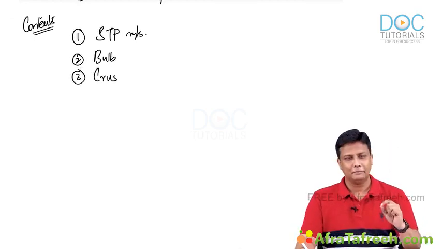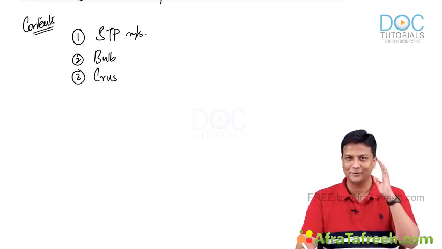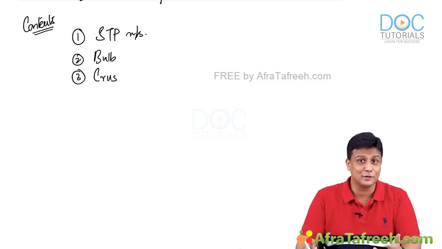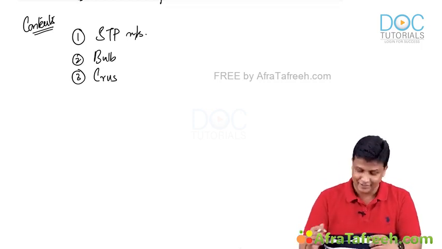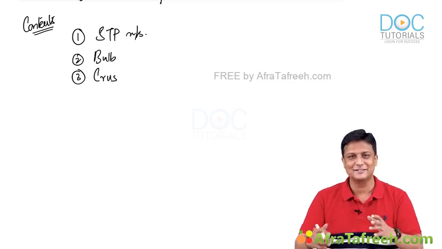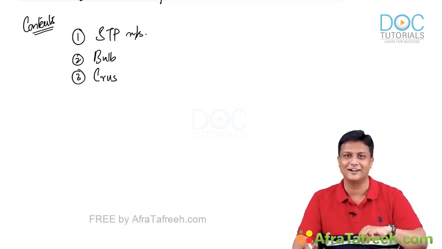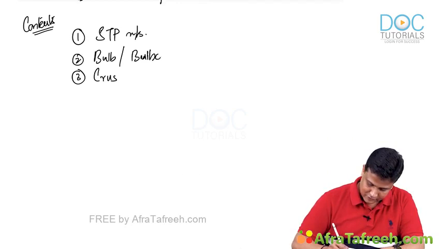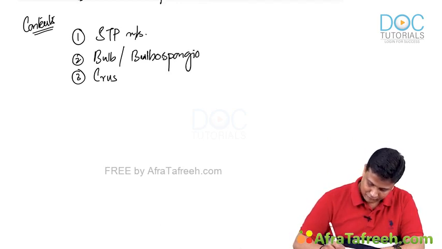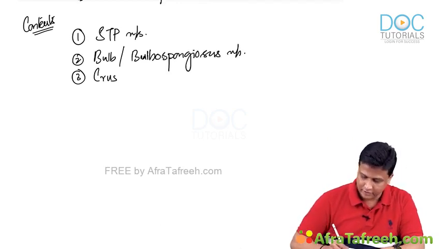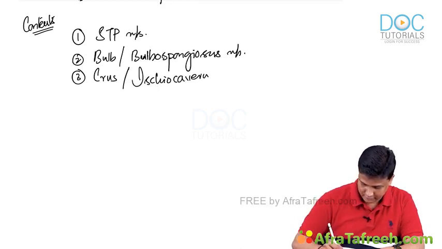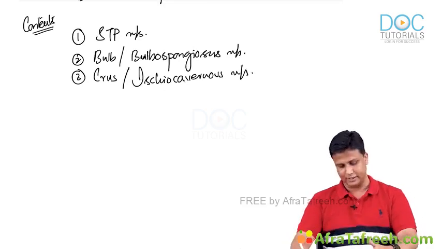Now, the moment I'm writing bulb and crus, I hope you are able to recall in your mind: if there is a bulb present there, around the bulb there is a muscle, the bulbospongiosus. Even that should be present here. And if there is a crus present there, around the crus there is a muscle, the ischiocavernosus. Even that should be a content here. It makes things easier. So, if the bulb is present there, there will be the bulbospongiosus muscle along with that one. And if the crus is present there, there will be the ischiocavernosus muscle along with that.